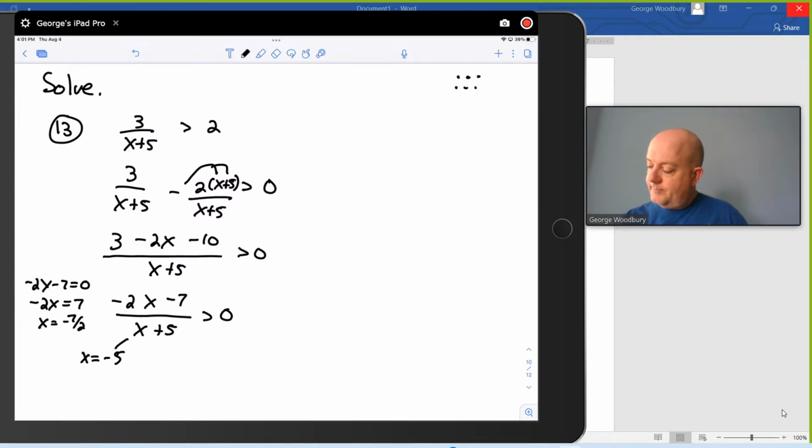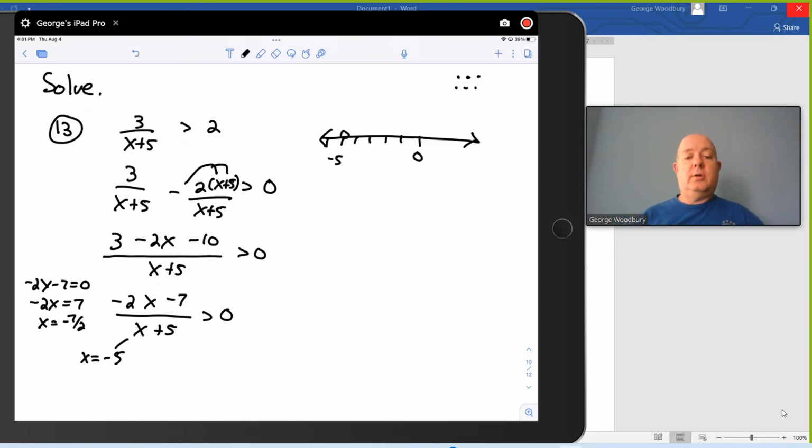On a number line, there's 0. Negative 5 is one of our critical values, and negative 7 halves, which is between negative 4 and negative 3. So that breaks the number line into 3 intervals. The test point from the first interval to the left of negative 5, I'm going to use negative 6. For the second one, between negative 5 and negative 7 halves, I'm going to use negative 4. And then from the third interval, I'm going to use 0.